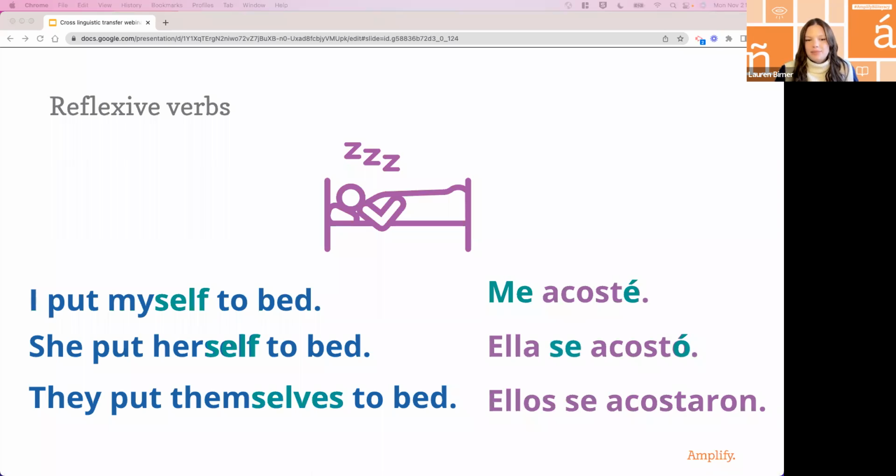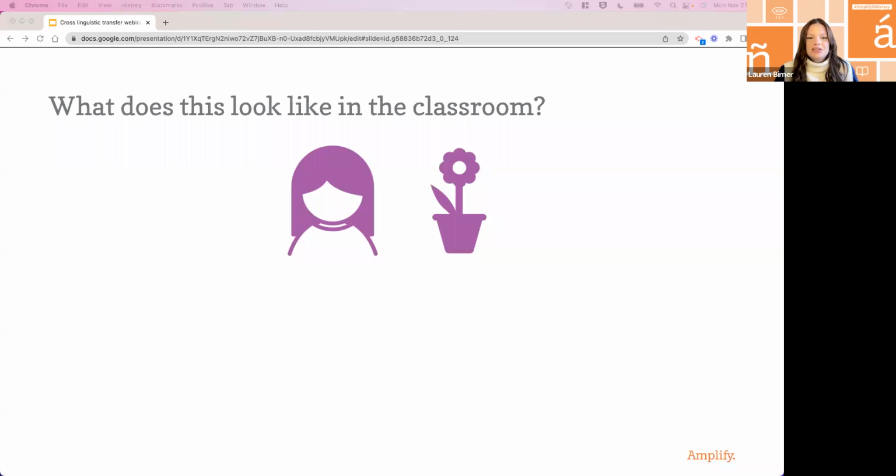So this again is something where conceptually there's a transfer, but in practice, the way that this looks in both languages is slightly different. It still necessitates that explicit instruction. So again, thinking about what this looks like in your classrooms. A Spanish speaker might make an error like this one. They might say the flower of Ana is pretty.